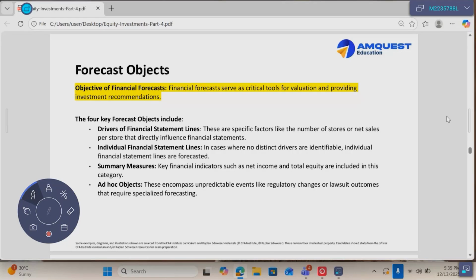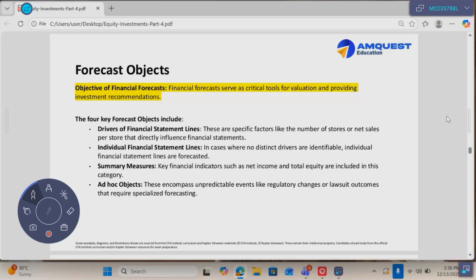Then we have individual financial statement lines. In case no distinct drivers are identifiable, individual financial statement lines are forecasted. So what do we mean by distinct drivers? There are some key performance indicators related to a particular industry. In banking, we have the net interest margin, NIM or NIMS as we call it. So net interest margin is a key indicator. In Zomato and Swiggy, we have ARPU, which is average revenue per user. It can also be useful in Netflix.